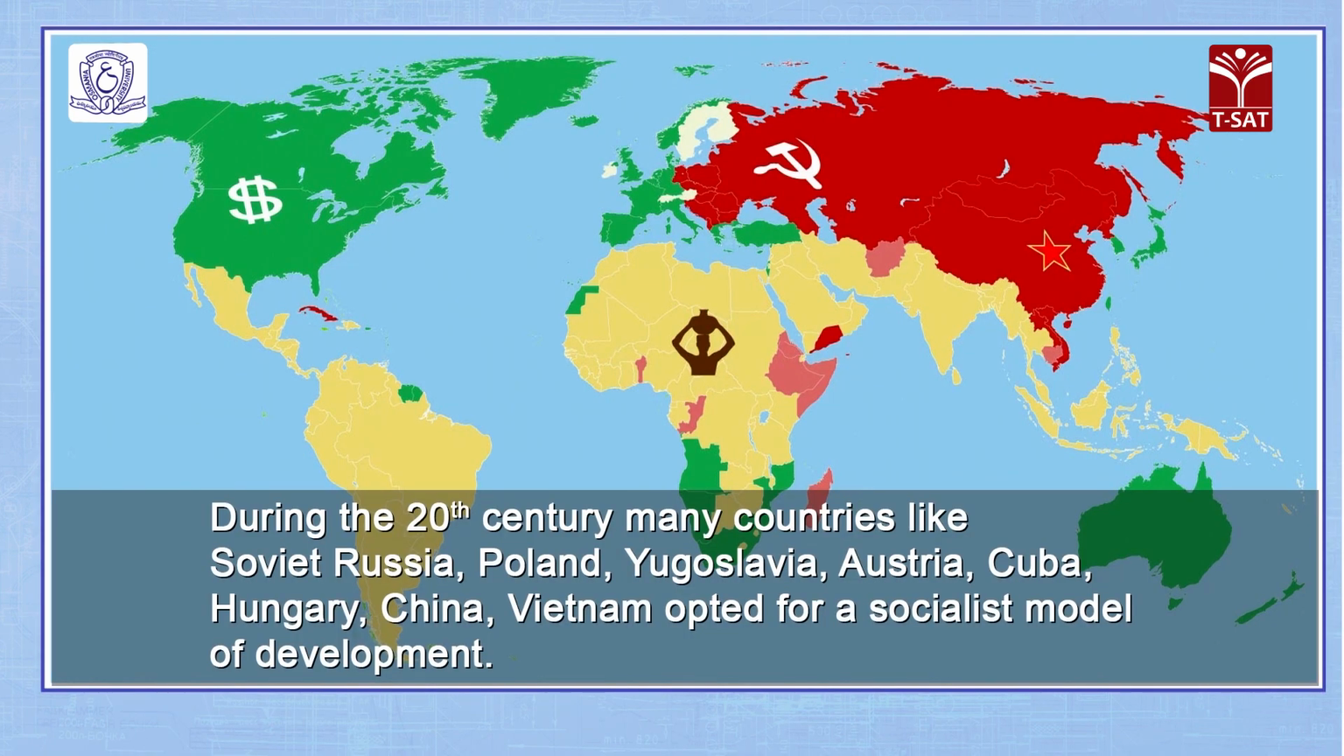During the 20th century, many countries like Soviet Russia, Poland, Yugoslavia, Austria, Cuba, Hungary, China and Vietnam opted for a socialist model of development. With the rise of global capitalism and the process of globalization, the socialist model of development is in a phase of transition.